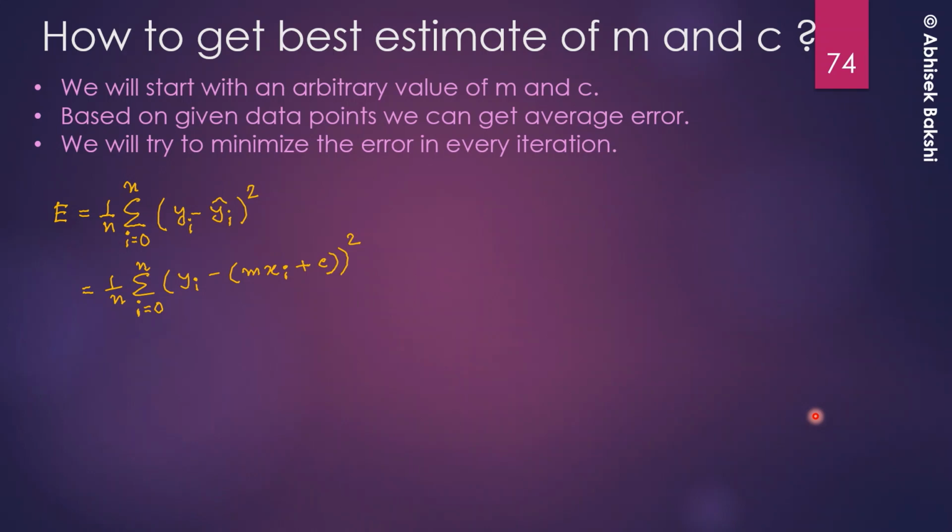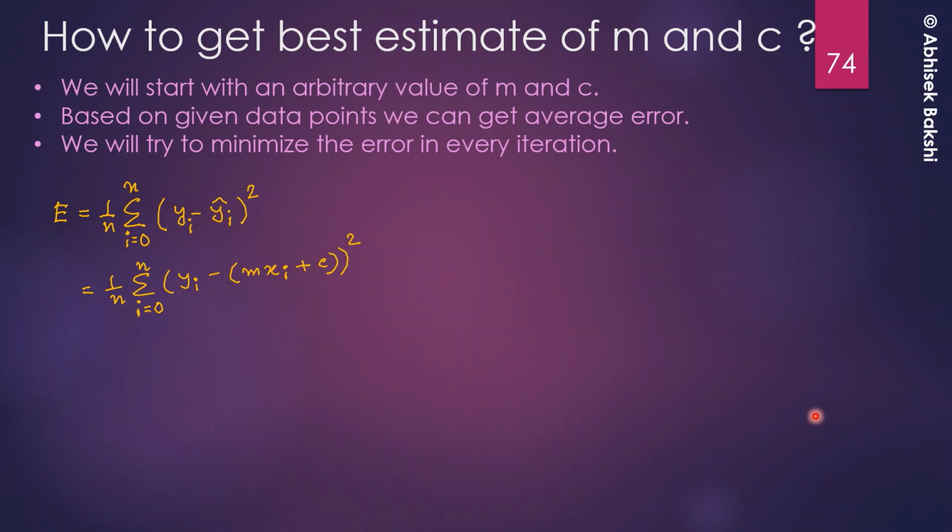And what is yi? This i is representing, you see, from 0 to n. It means all the data points. So i is representing the ith data point. So what is yi? This yi is nothing but the actual y of the ith data, and yi cap is the predicted y by the straight line. Okay, and we have a difference.